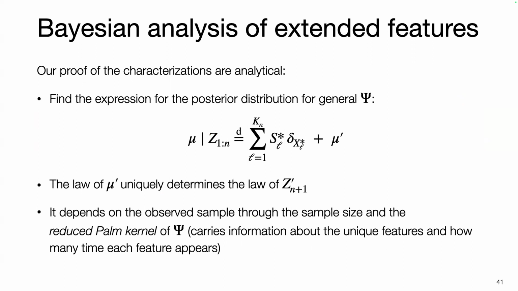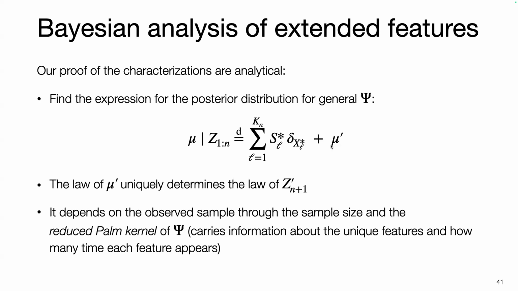I won't go into the details of the proof, of course, but let me just say that our proofs are analytical, in the sense that the building block of our proof is a general expression for the posterior distribution of psi, or mu. As I said, they are interchangeable. And mu given the observation is written as the sum of two terms, where the first term is supported on the previously seen features, and mu prime is supported on the unseen features. In particular, the law of mu prime uniquely determines the law of Z prime n+1, that is the new features displayed by the observation n+1.